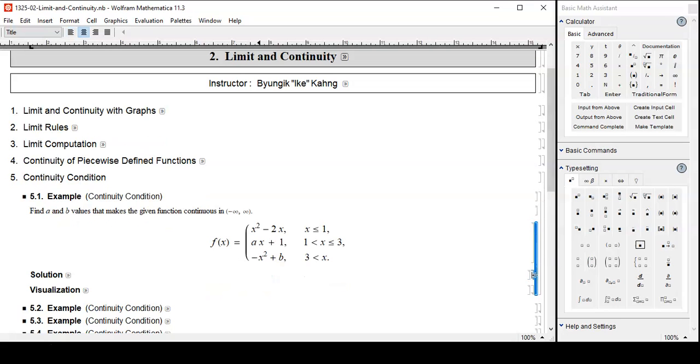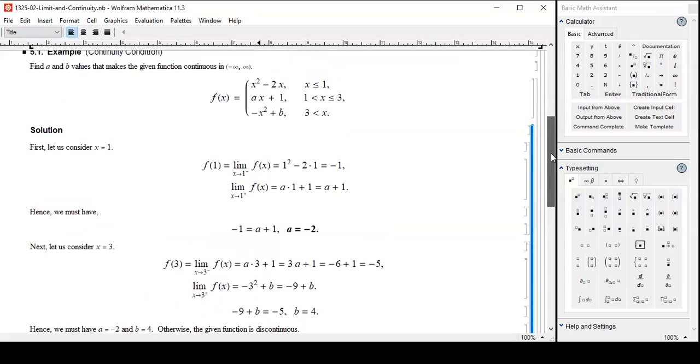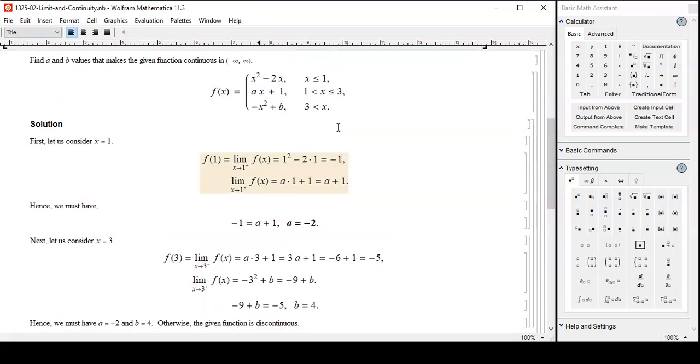How to solve? That can be a bit tedious, but here it is anyway. Plug in x equals 1 to the first line and the second line. These two have to be the same. So setting those up, we ended up with a equals -2. Next, let's plug in x equals 3. Second line and third line. And these two have to be the same. We end up with b equals 4.